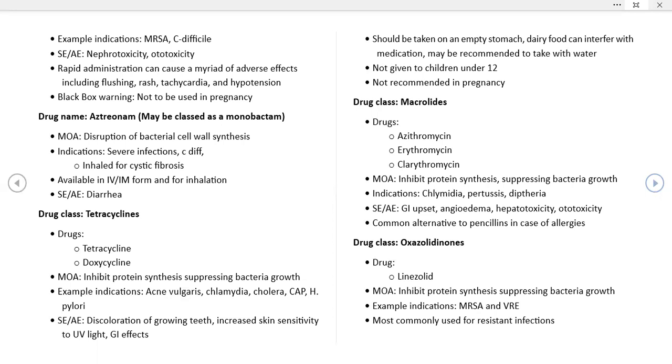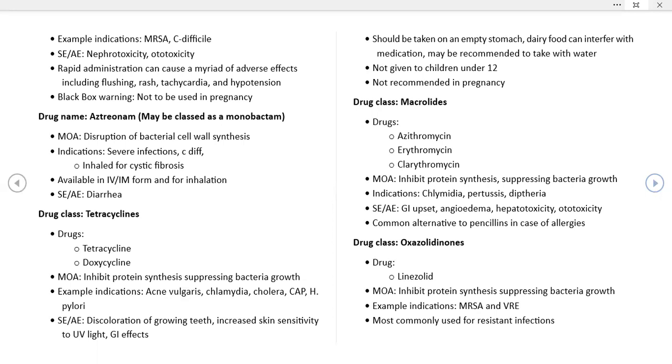This medication is not recommended in pregnancy. I've seen some textbooks list it as teratogenic. I'm just going to put it as not recommended in pregnancy, since others say just weigh the risk versus the benefit. Next, we have our macrolides. This is our go-to drug class when a patient's allergic to penicillins. And the most common one here is going to be a Z-Pak that I'm sure most of you have heard of. The drugs in this class are azithromycin, that's our Z-Pak, erythromycin, and clarithromycin.